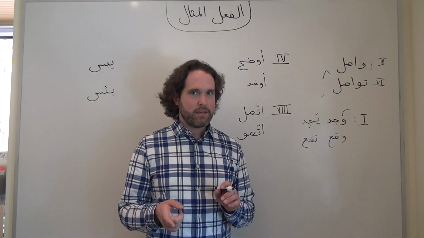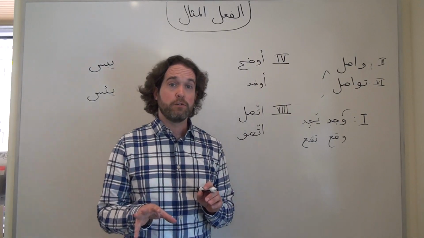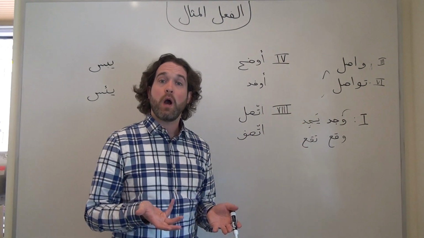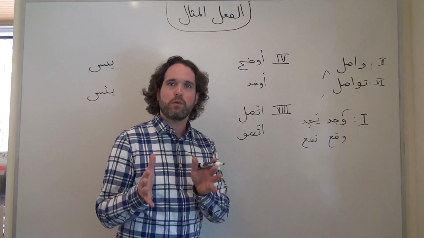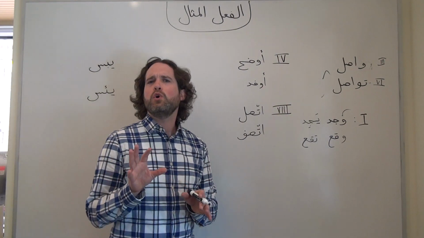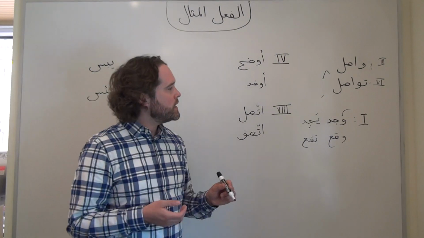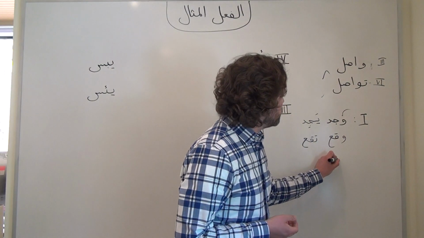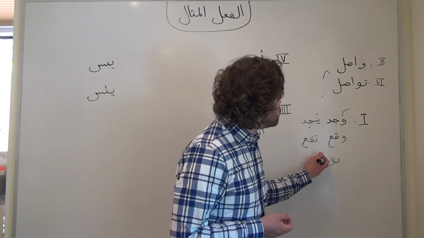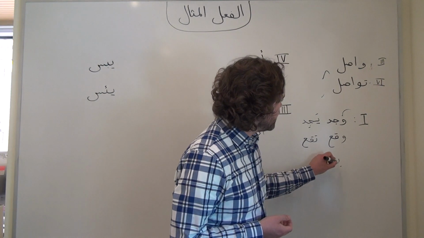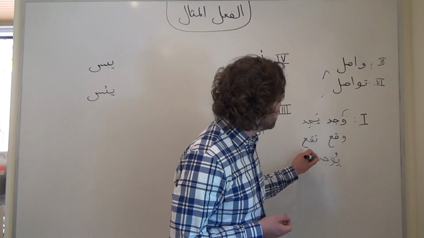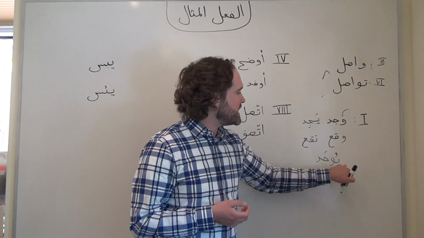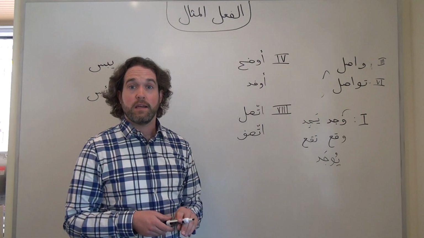That is not the case with passive verbs. So if we wanted to make wajada passive, that's actually a very common way of saying there is or there are. It's equivalent to huneka, which is a word you might know. But we could also say yujad. So we retain that passive vowel combination, the dhamma and the fatha, and we keep the waw in a case like that.